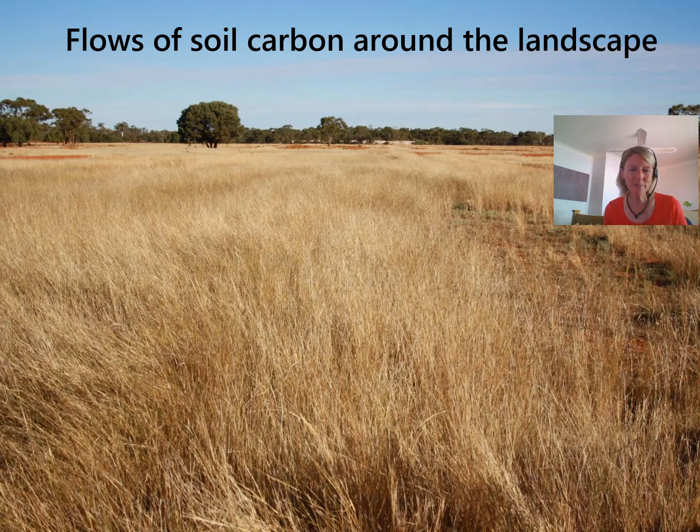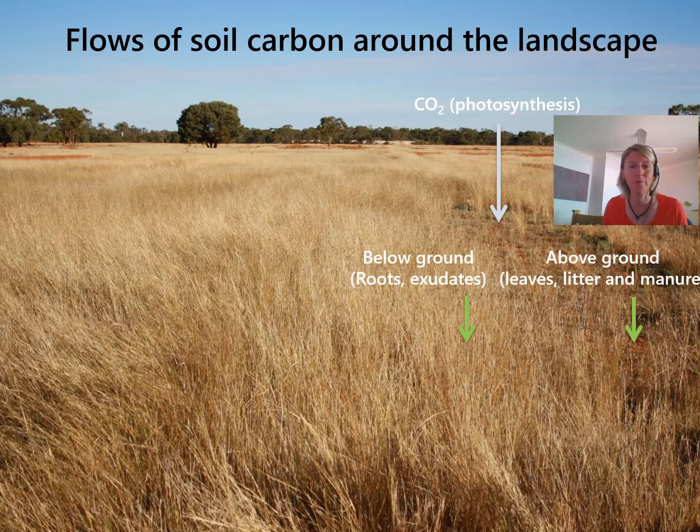I'd like to start this presentation by talking about the flows of carbon around the landscape. Plants, through the process of photosynthesis, use carbon dioxide from the atmosphere, energy from the sun, and water to grow. Now, through this plant growth, we have carbon going from a gas in the atmosphere to a liquid within the plant into the structural elements of the plant as well.